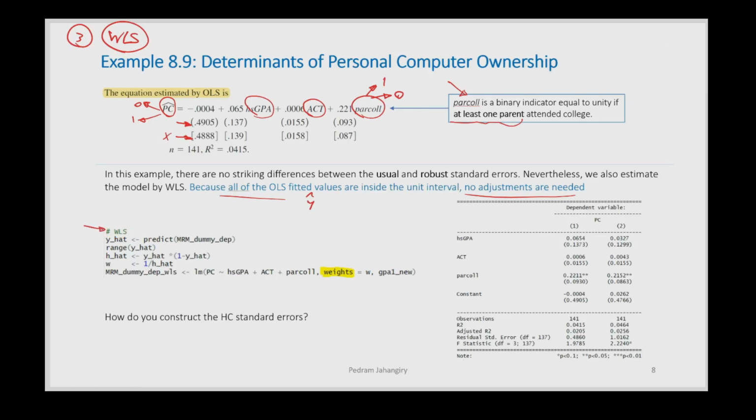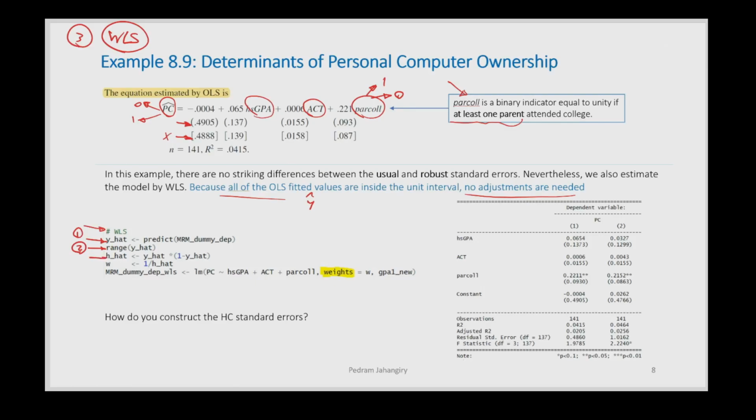Again, run your ordinary regression, call it whatever. We called it MRM, dummy dependent. Again, this is a name, you can call it anything. Then save the predicted value. So this is your y hat. Then look at the range of the y hat.